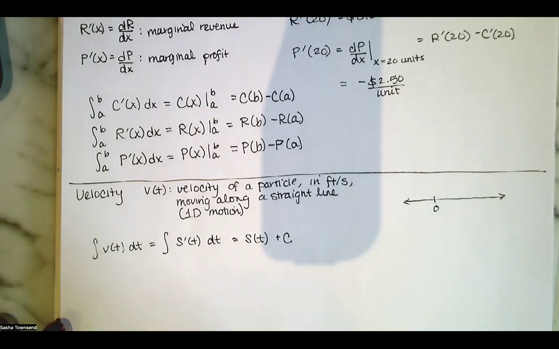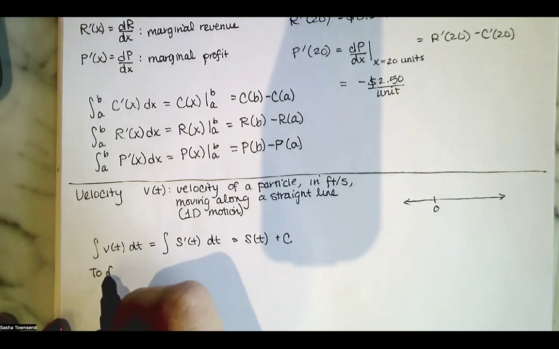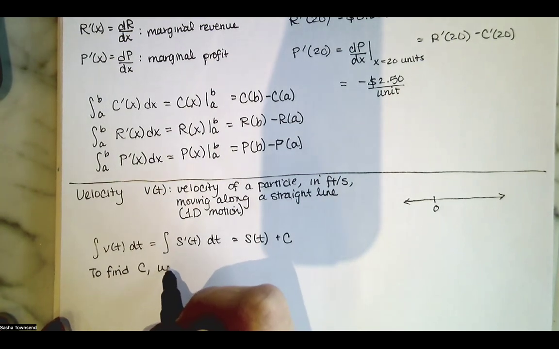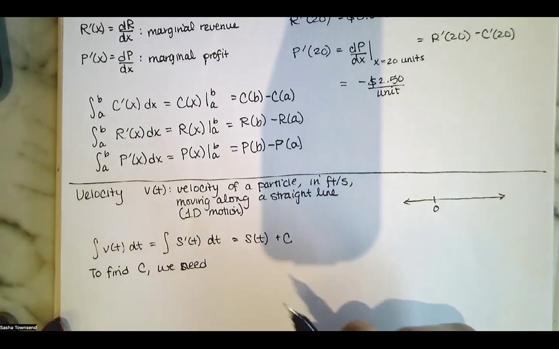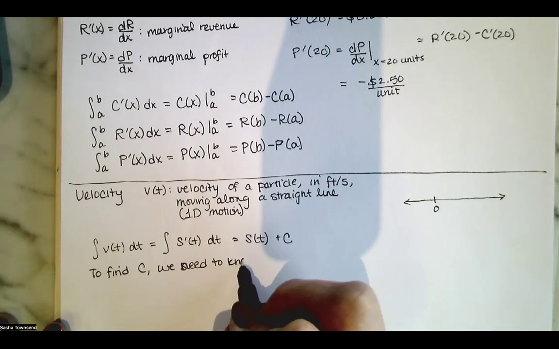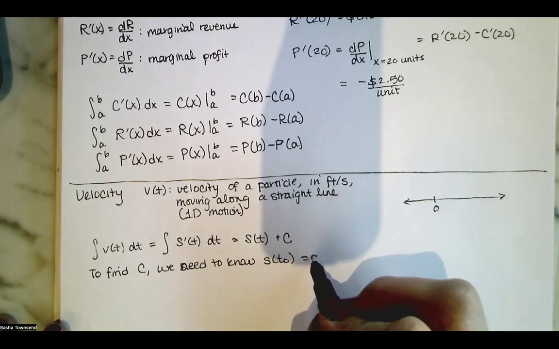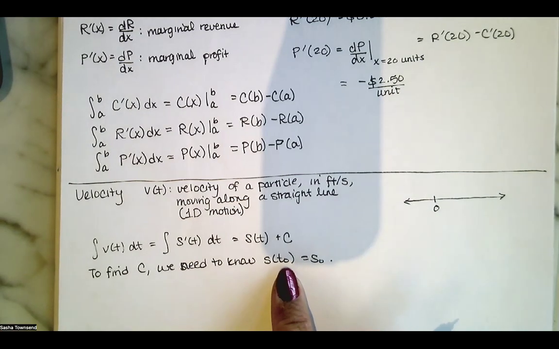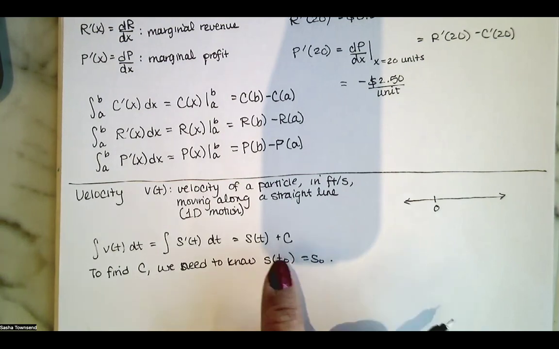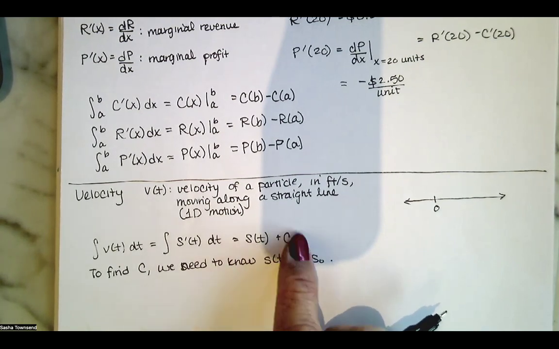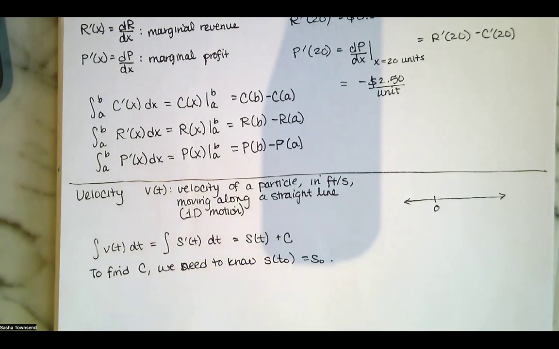Well, we need more information. In order to find the arbitrary constant, we need to know the position at a particular time. We need to know s at a particular value of t. So we might say s of t naught is equal to s naught. Usually that t naught is 0 because we know the position at time t equals 0, and that's given to us. With this information, we can find the value of c that causes this to be our position function. And then if somebody gives us a particular time, we can plug that time into the position function and we can actually find out where that person or particle or whatever it is is located. So we know that that's true.